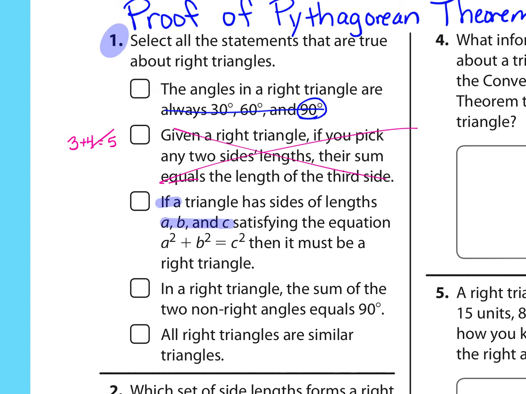The next choice: if a triangle has sides of lengths A, B, and C, and it has A squared plus B squared equals C squared is true, then it must be a right triangle. That is a true statement.